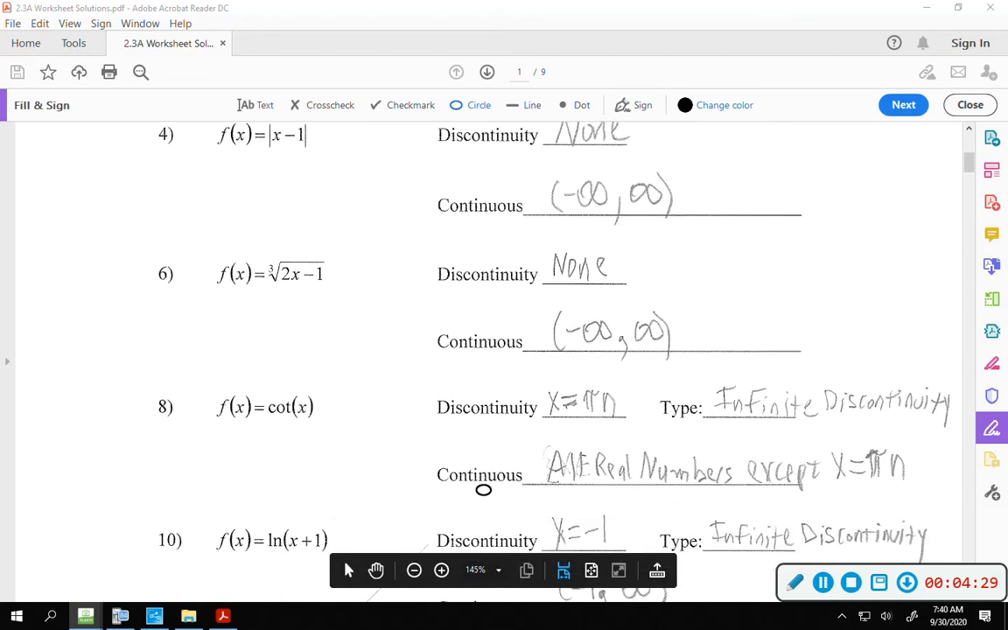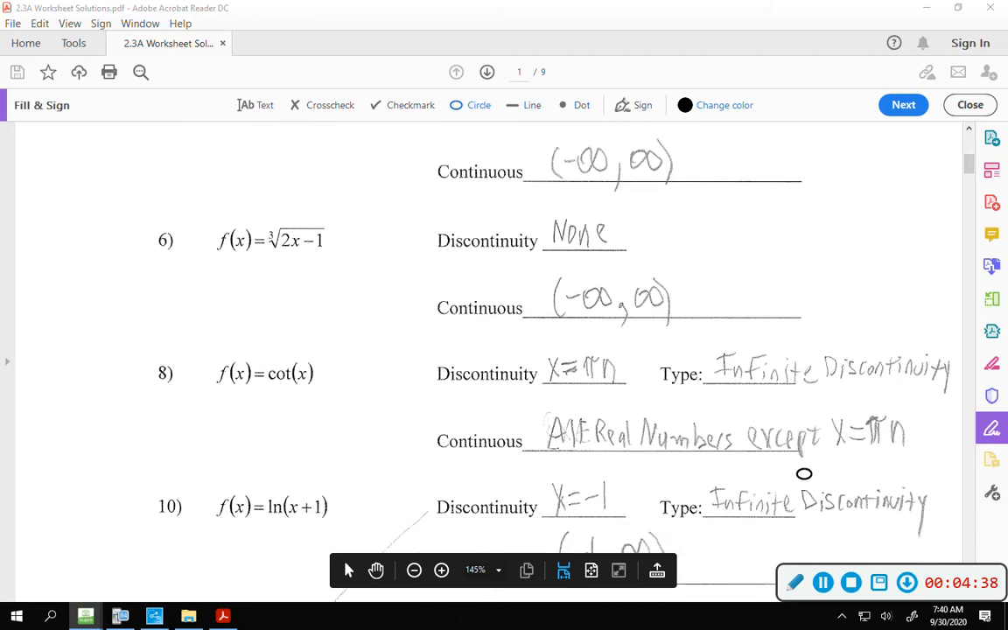And then really the best way to state when this function is continuous is to say all real numbers except when x equals pi n. It's probably the best way to write it. Okay?